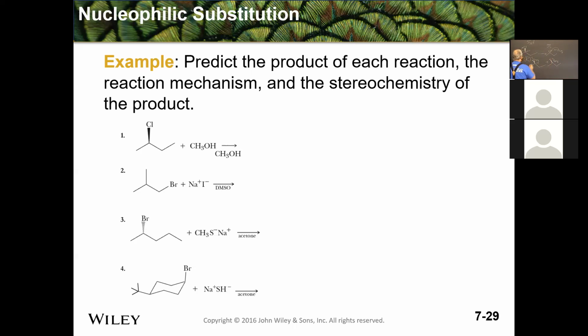All right, and then in the last step, another methanol will take this hydrogen, and we'll get this ether plus its enantiomer. All right, so that's SN1.